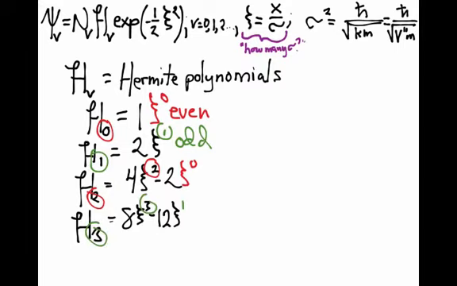And H3 has a xi cubed and a xi to the first term, which is odd again. The other thing is, you notice that the even Hermite polynomials have only even powers of the non-dimensional x value, xi, and the odd Hermite polynomials have only odd powers of xi.